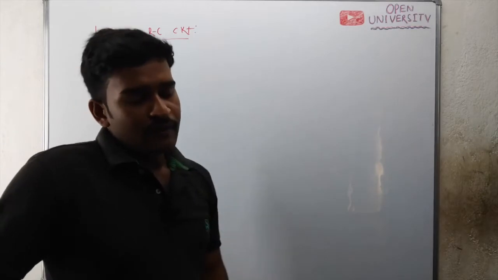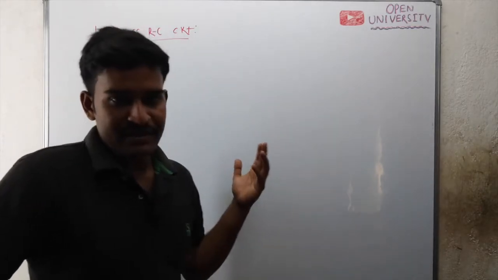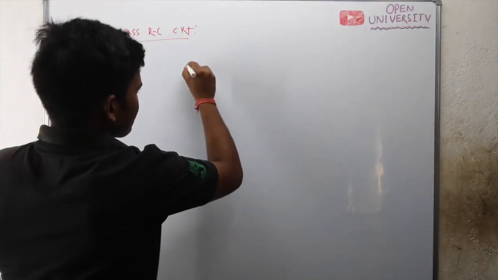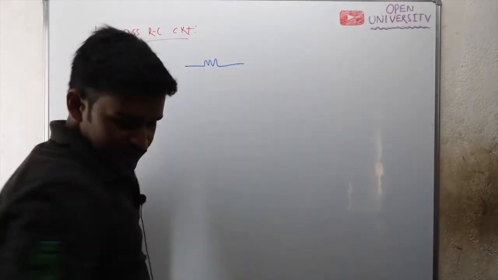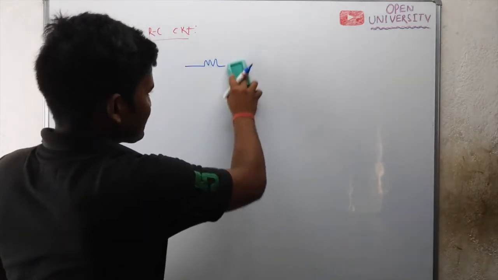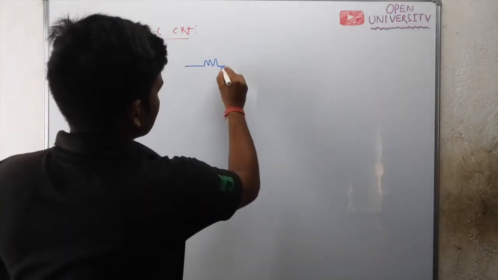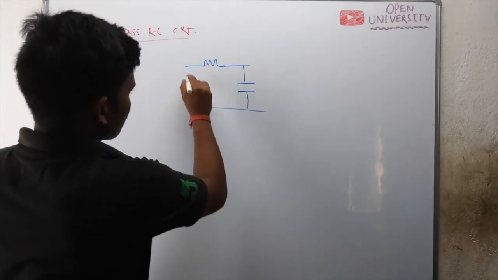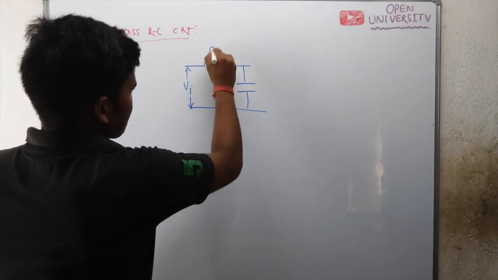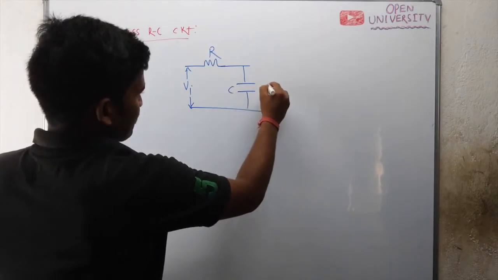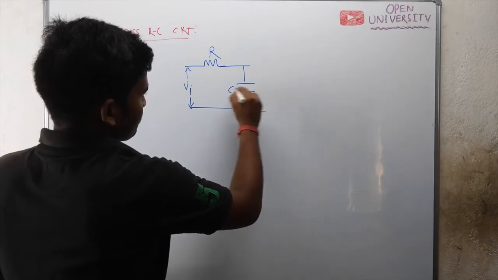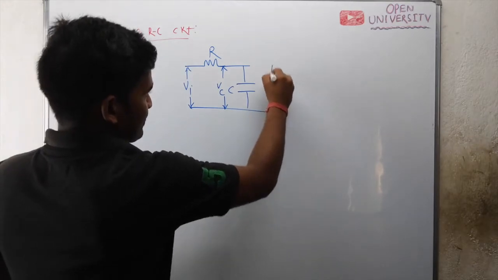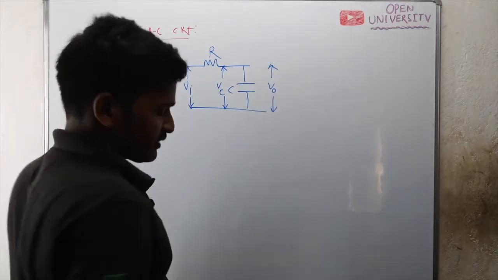Then we move to the next topic, that is the low pass RC circuit. I showed you how a low pass RC circuit looks like. This was the diagram of a low pass RC circuit. This was the input voltage Vi, this is R, this is the capacitor, and this is the voltage across the capacitor Vc, and this is the output voltage.